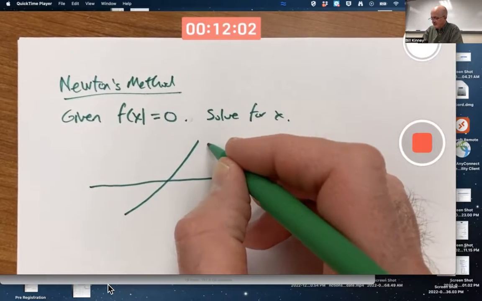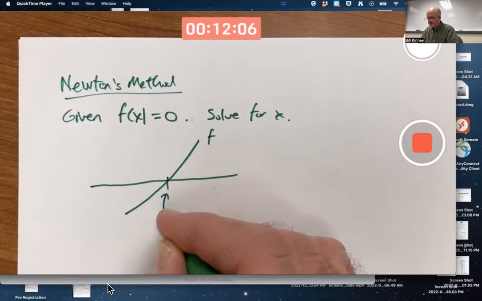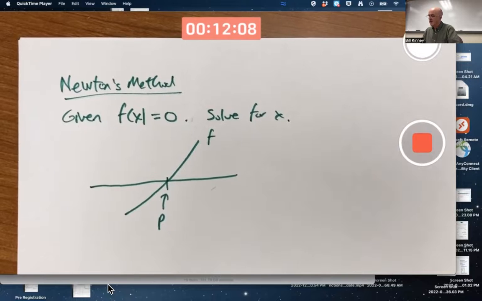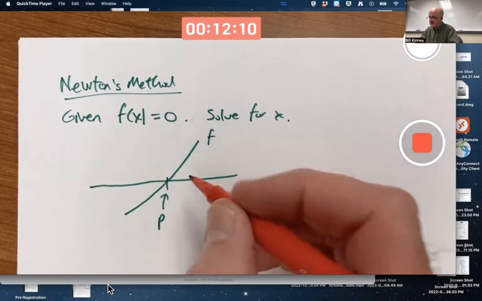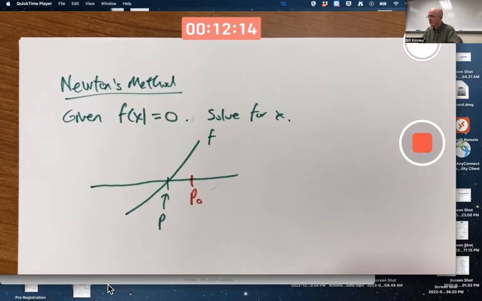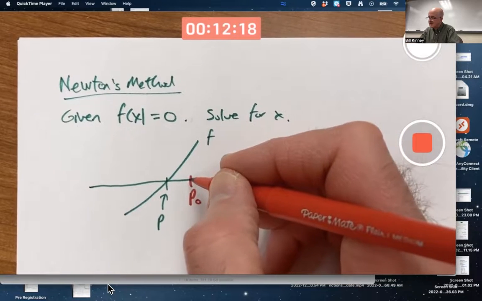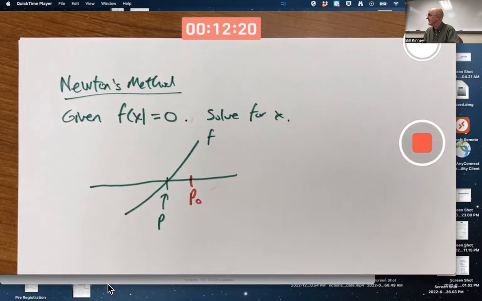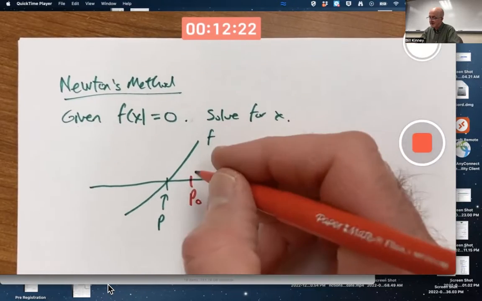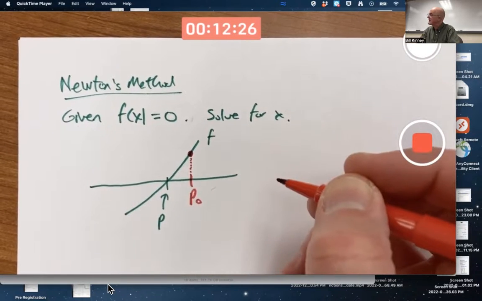Here's your graph. There's your root. Call the root p. We have some initial guess, like always. Call it p sub 0. The idea of Newton's method can be described graphically. Now, the book describes it symbolically. We'll talk about that next time that we meet. But it's nice to think about this graphically.